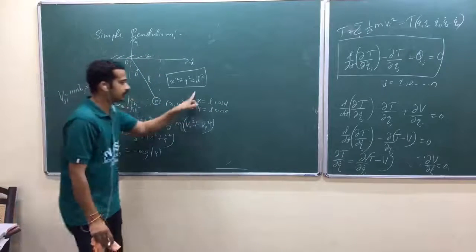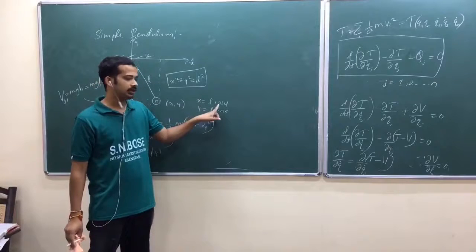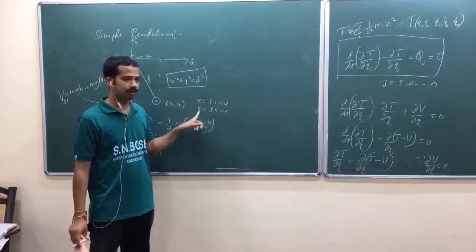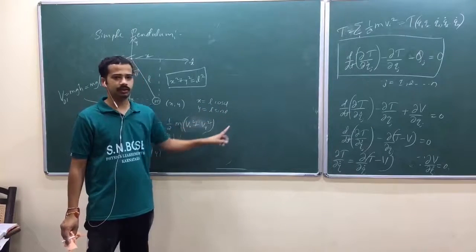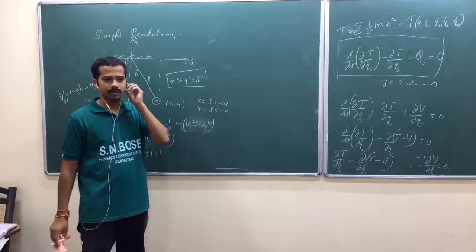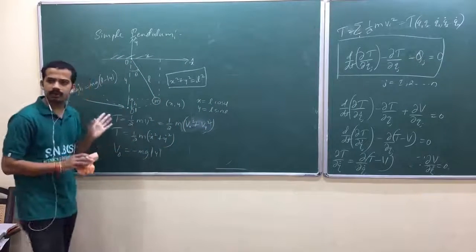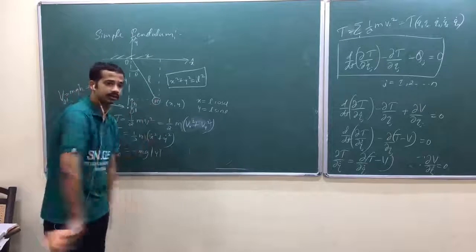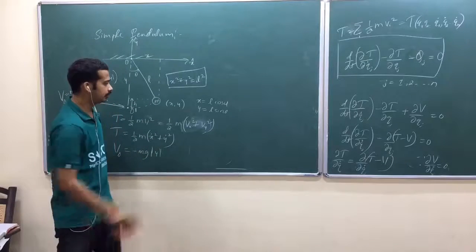After writing, we take x dot. How do you take x dot? L into sin theta, theta dot, like that. y dot, L into cos theta, theta dot, like that. Then we square and add. But I'll avoid that one because you need to think of the generalized coordinate system itself.